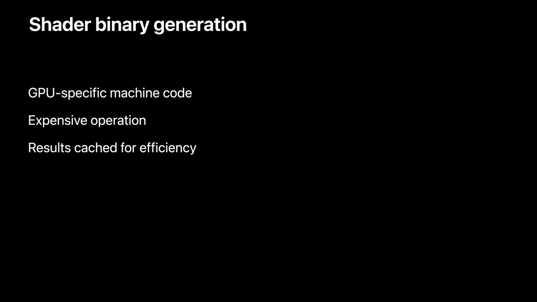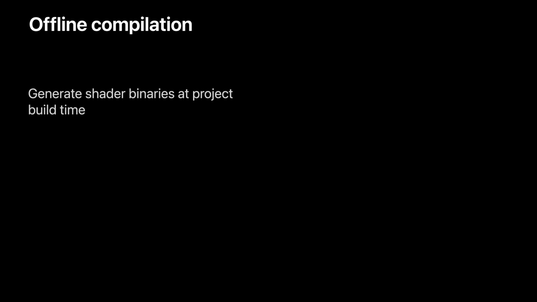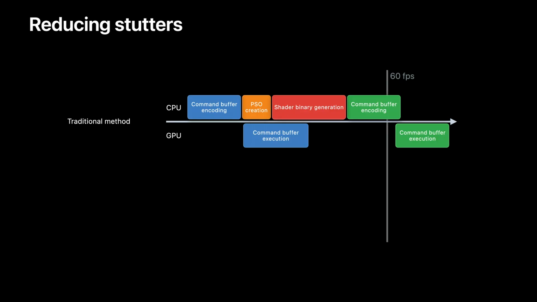With offline compilation, you can eliminate shader binary generation at runtime. By moving binary generation to project build time, you can dramatically reduce the time spent creating Metal pipelines at load time and reduce stutters in your app when those pipelines are created just in time. Let's take a closer look at what it means to reduce stutters.